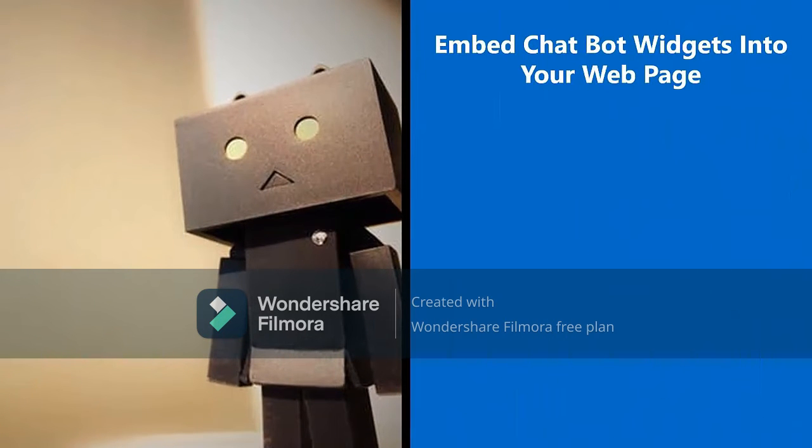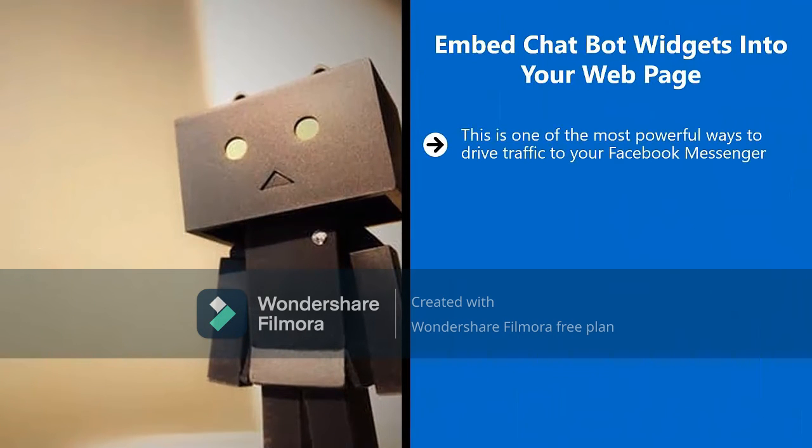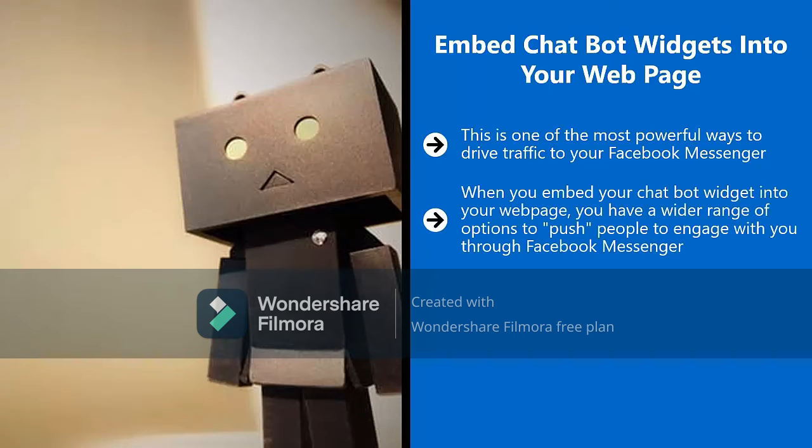Embed chatbot widgets into your web page. This is one of the most powerful ways to drive traffic to your Facebook Messenger. Depending on your budget and how much time you have, Facebook page and group marketing, and, to a lesser extent, Facebook comment marketing, can only take you so far. There is, after all, a much bigger internet out there outside of Facebook. When you embed your chatbot widget into your web page, you have a wider range of options to push people to engage with you through Facebook Messenger.